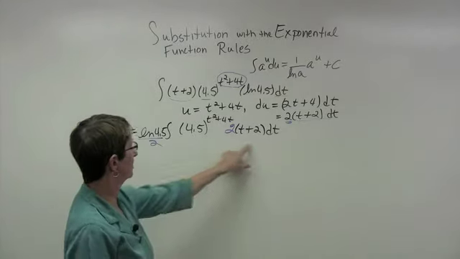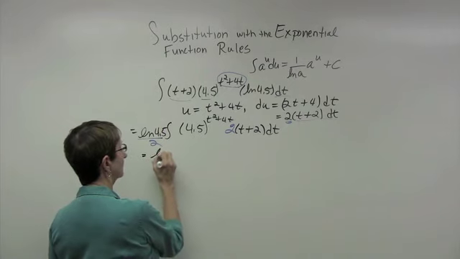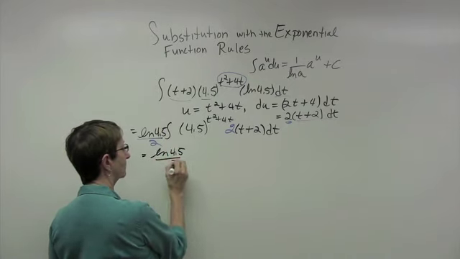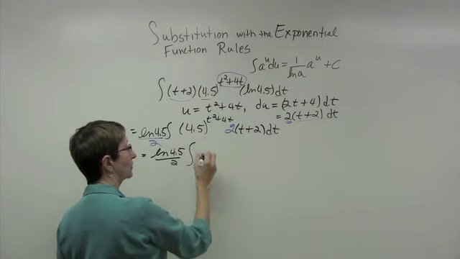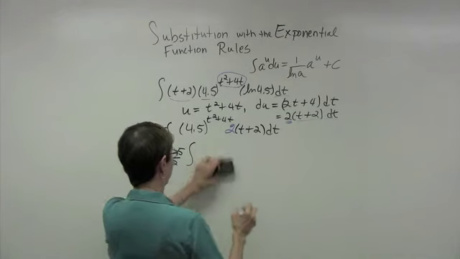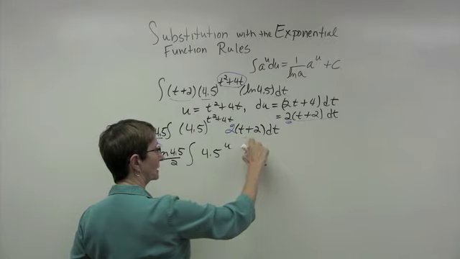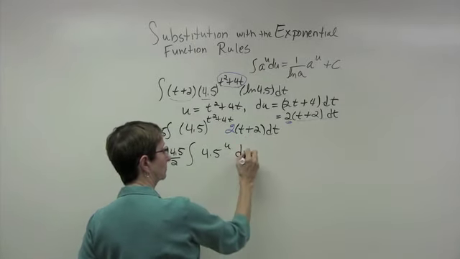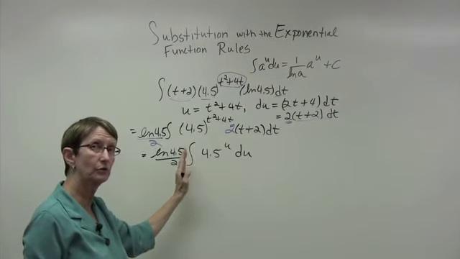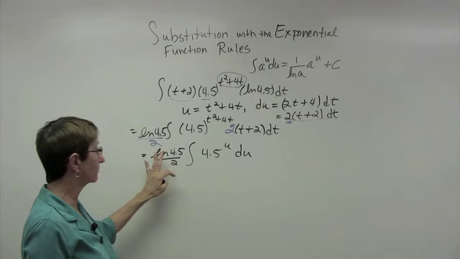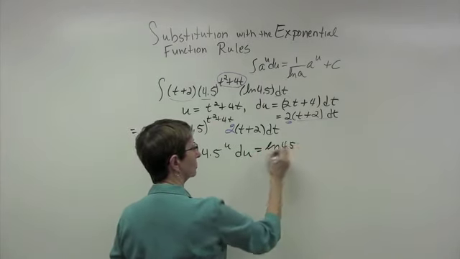So I have this pretty much written in the order that I need to use it. I have this constant, natural log of 4.5 over 2, this part, the integral sign, and then the a to the u, where a is 4.5. And then all of this, t plus 2 times dt, is du. So using the u substitution here, it really did shrink whatever is inside the integral. I still have that constant in the front.